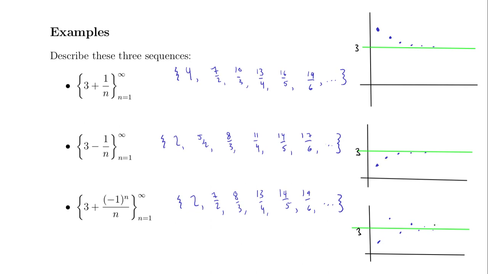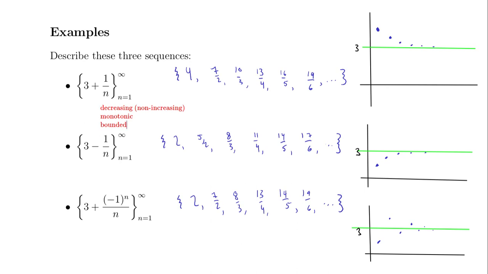And then this one, we have this weird kind of bouncing back and forth. So hopefully just by looking at this, we can see that this first one is decreasing, or if you want, you could say it's non-increasing. It also is monotonic. It's going down forever. It doesn't ever go up. And you could say this is bounded. It's bounded above, we could say, by 4.